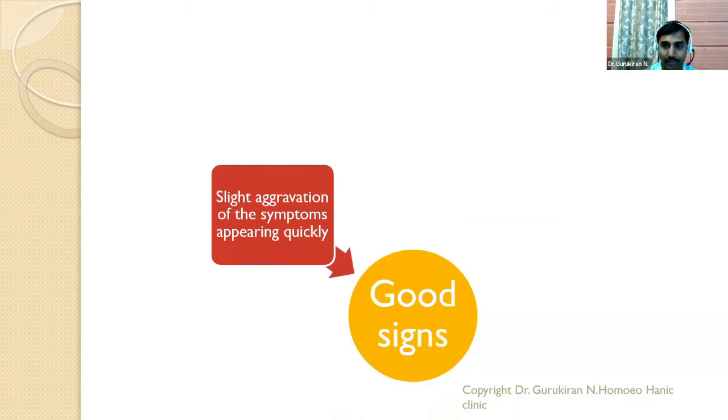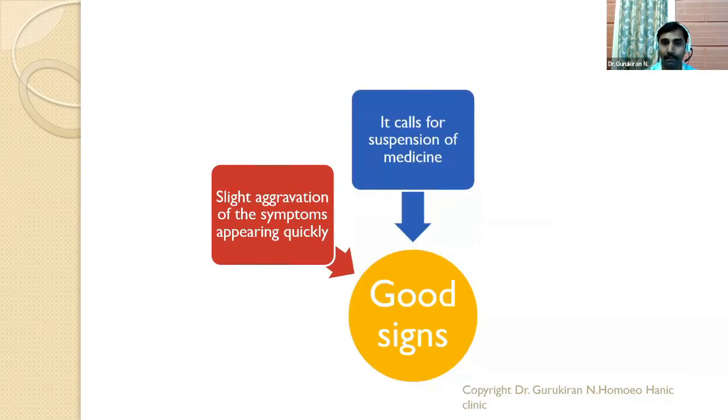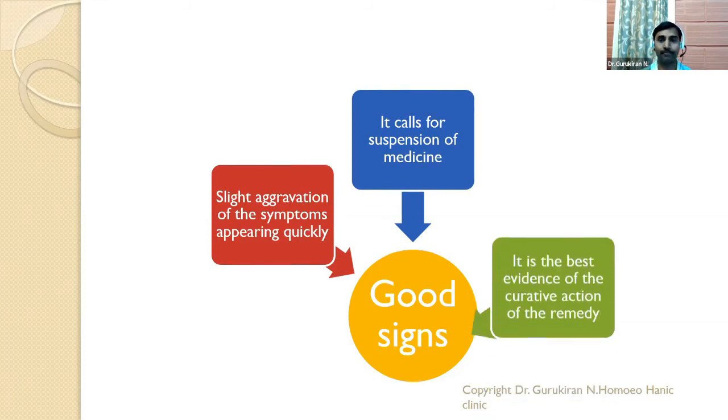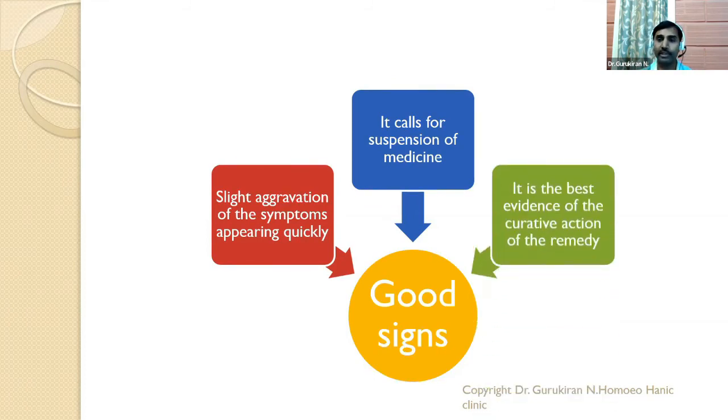According to Kent's 12 observations, slight aggravation of the symptoms appearing quickly is a very good sign after the right prescription, and it calls for suspension of medicine. We should wait and see what happens. Then we have the scope to change the potency or change the medicine. It is the best evidence of the curative action of the remedy. So these are all the good signs we should remember.